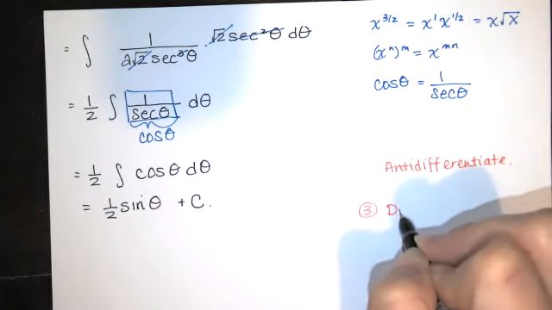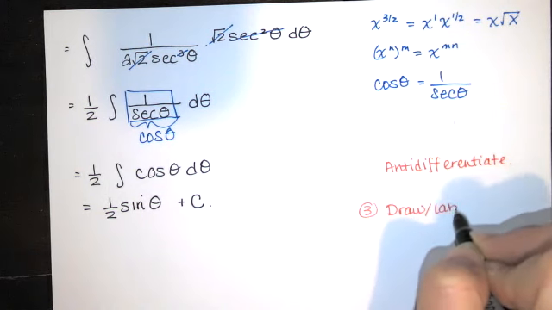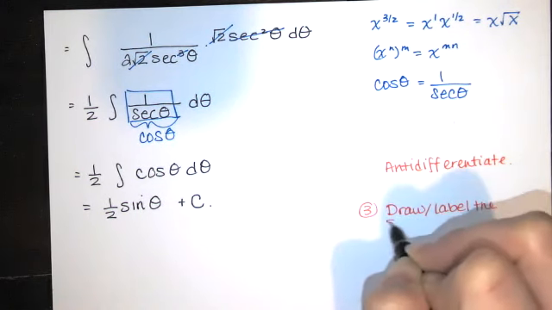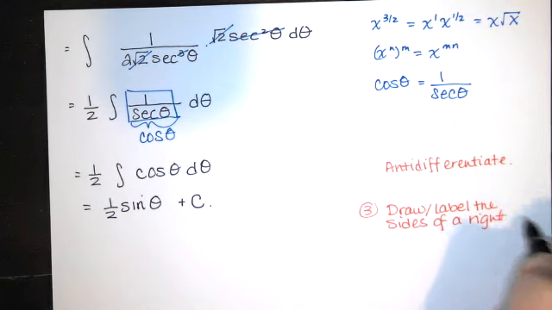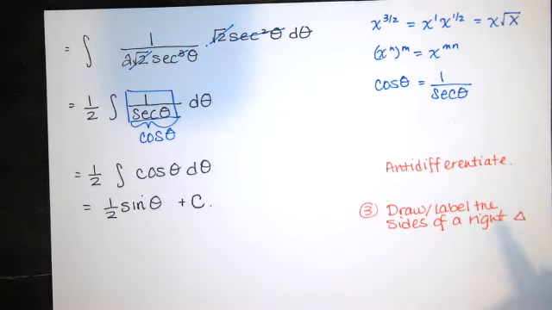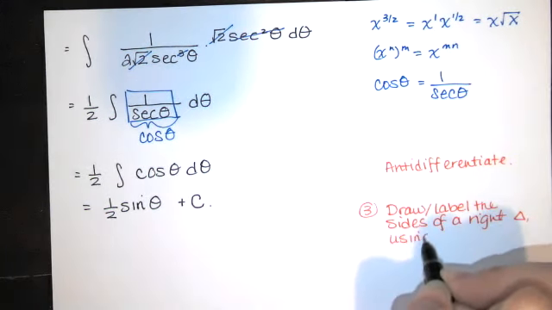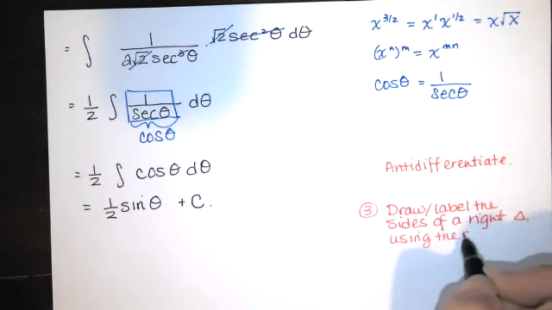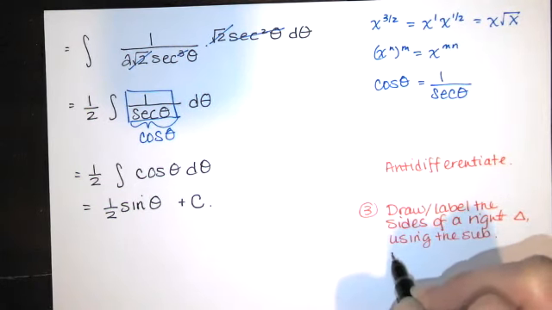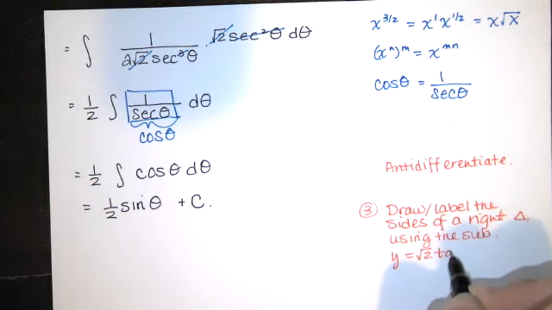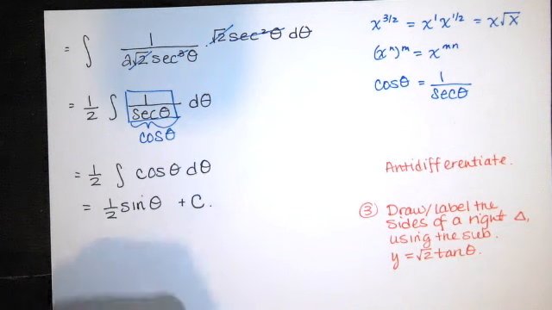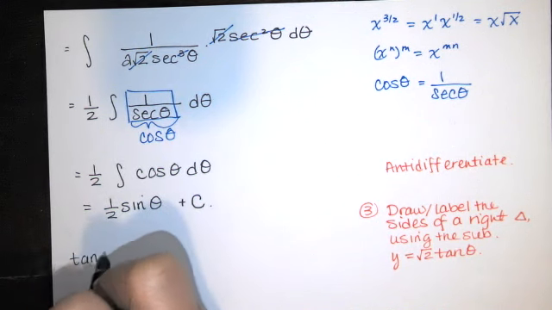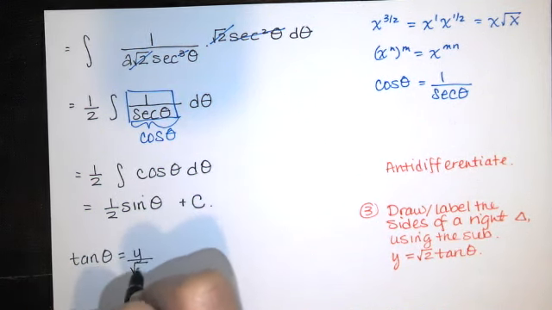So this is the third step. We're going to draw and label the sides of a triangle. And I'm using that as a triangle, not a delta sign. Using the initial substitution, y equals square root of 2 times tan theta. So if I take this and I divide both sides by square root of 2, we have tangent of theta equals y divided by square root of 2.